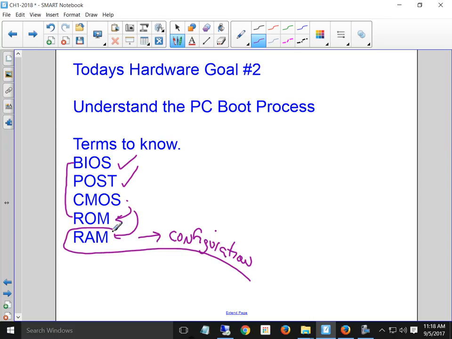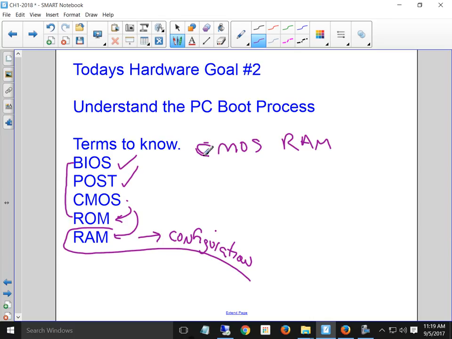CMOS is like a power supply for the memory units of ROM and RAM. CMOS stands for complementary metal oxide semiconductor, and that term just goes with each of these. It would be easier if you said motherboard RAM, motherboard ROM, motherboard battery, but that's not what it's called. It's called the CMOS RAM, CMOS ROM, and the CMOS battery. I don't know why I didn't know about that term.